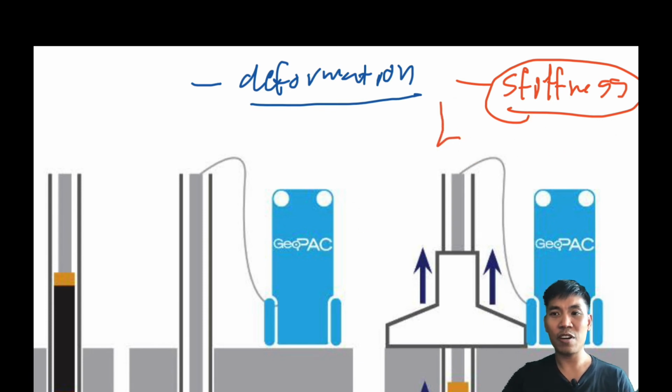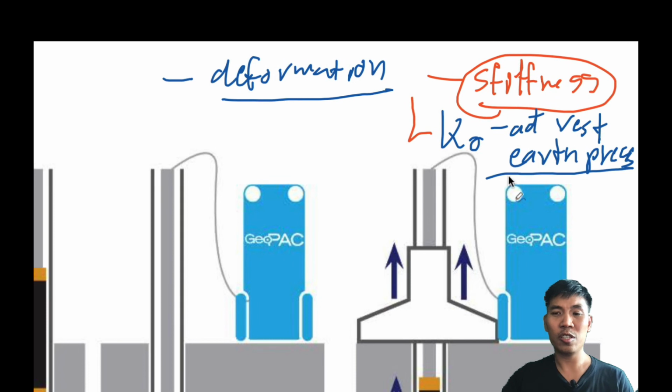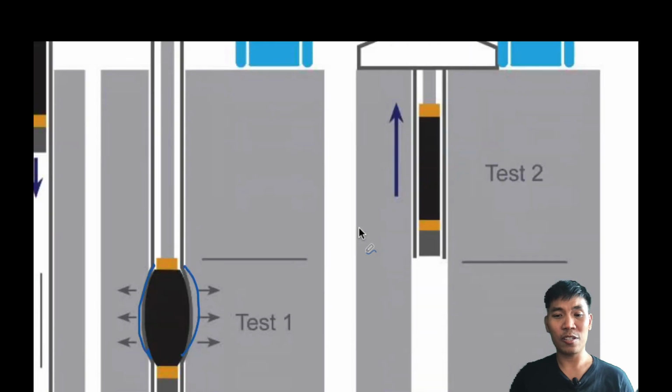And from the stiffness of the soil, we can calculate, I think you guys can remember, the K naught, the at-rest earth pressure. Why do we have to know the at-rest earth pressure? Because if we would like to design a tunnel in soft ground, we have to know it to balance the earth pressure. This one is quite advanced, and for big projects we always use this kind of testing, such as really tall buildings, tunnels, and deep underground excavations.